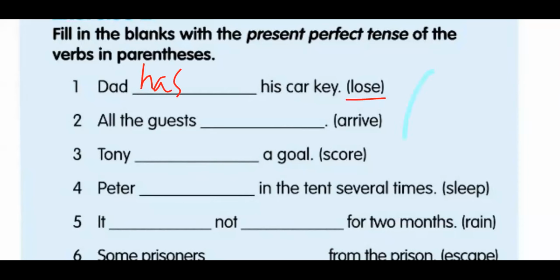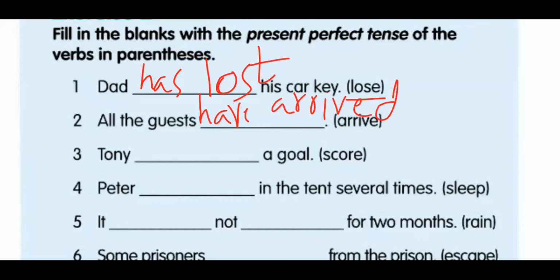There is no such word as loosed. So lost. Dad has L-O-S-T. The verb lose will become lost in the past participle form. Next, all the guests dash arrived. Have arrived. Very good. Arrive will become arrived with ed.